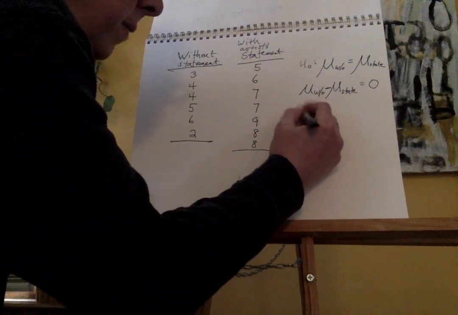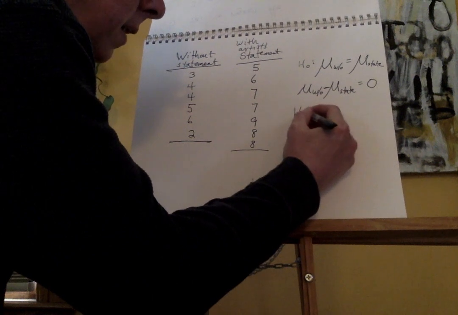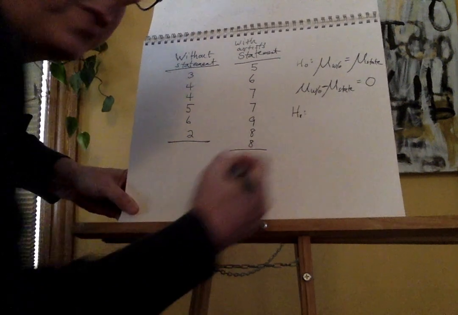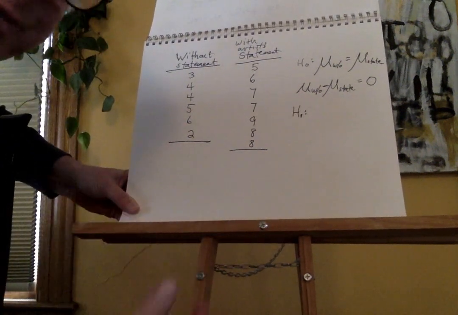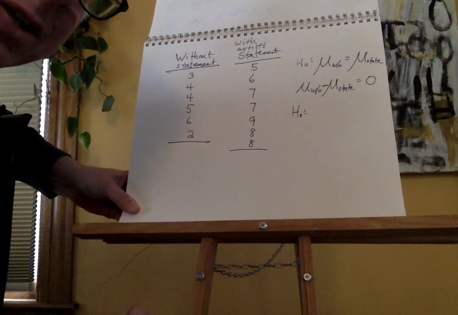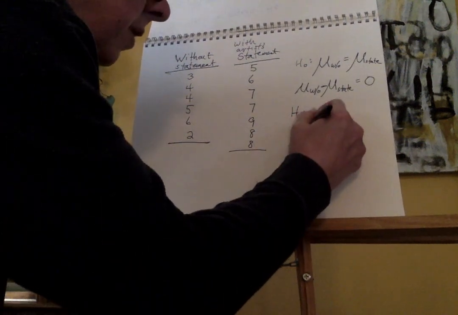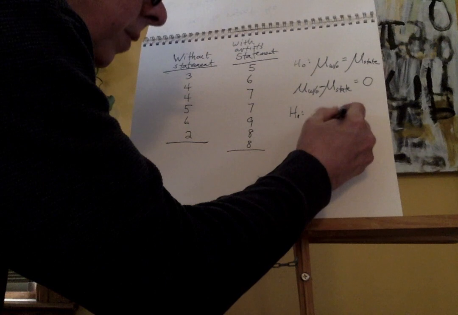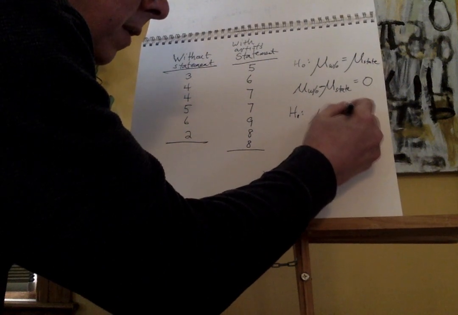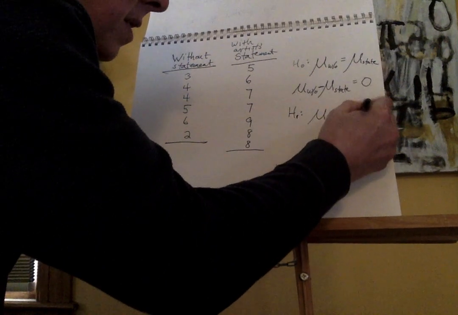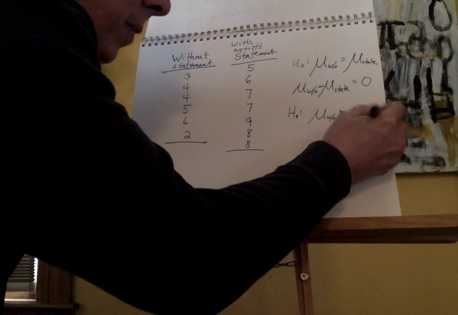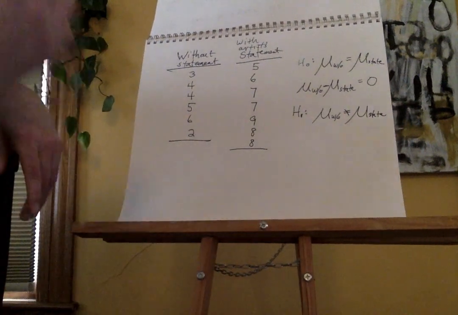The alternative would say, hey, I did this research because I thought it would make a difference, right? And so the alternative would say, listen, people without the artist statement are going to rate the art differently than people with the statement.